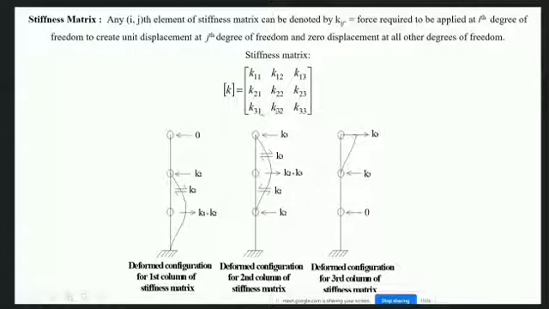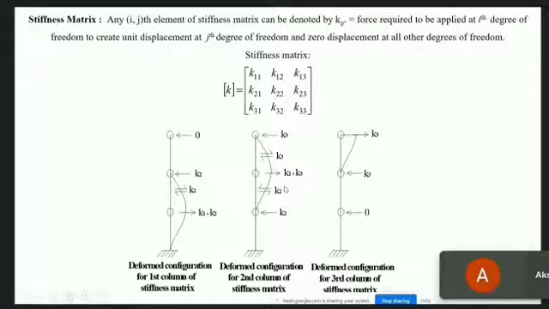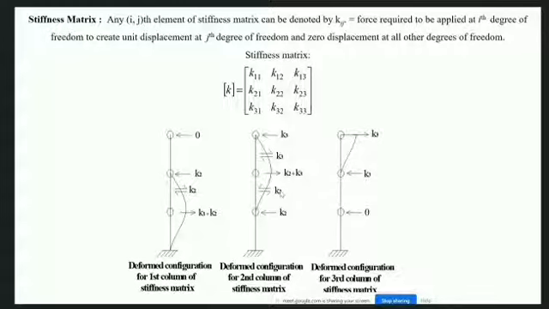So in the same way, this figure is for second degree of freedom. That means we are applying unit displacement at jth degree of freedom and ensuring that the displacement in any other degrees of freedom are zero, to ensure that these are the kind of shape which we are getting from this figure.